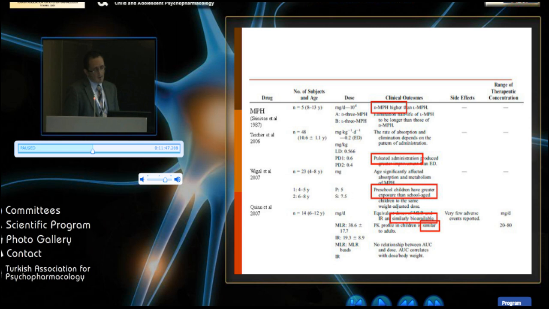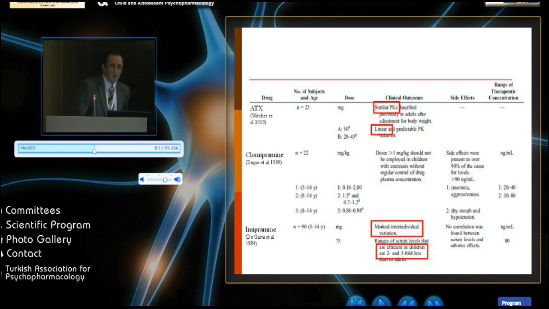In preschool children, we see that those children have greater exposure than school age, so it has to be given in lower doses. And we see that similar bioavailability is seen in the long and short-acting ones.